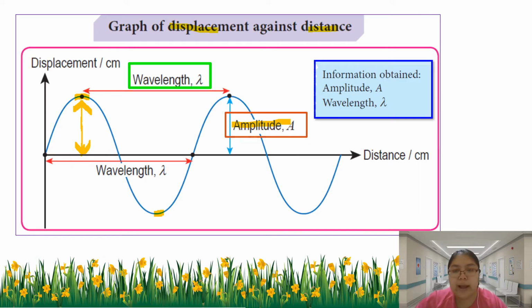So wavelength, how to find the wavelength? Starting point, if I start from here, where is my ending point? This one is the ending point. So this one we call one complete oscillation. So this one we call wavelength.